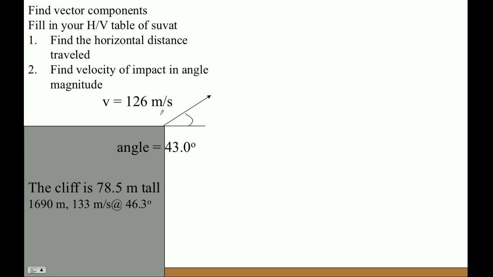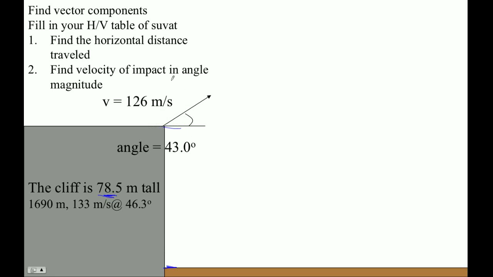Okay, so here's a projectile motion problem. It's not quite so trivial, right? We've got a cliff. It's 78.5 meters tall, so that's this distance here, from there to there. And then we're shooting it up at an angle, so it won't be just a simple horizontal projection problem.